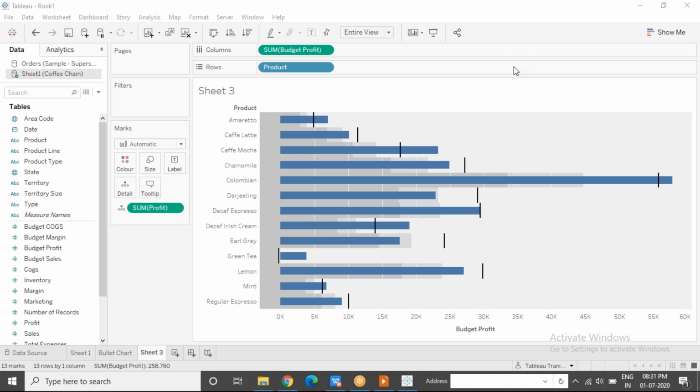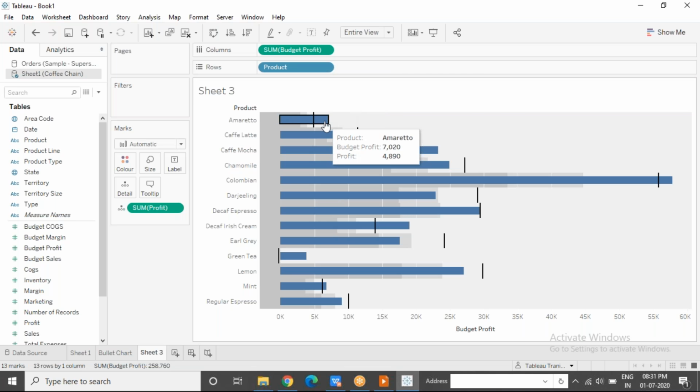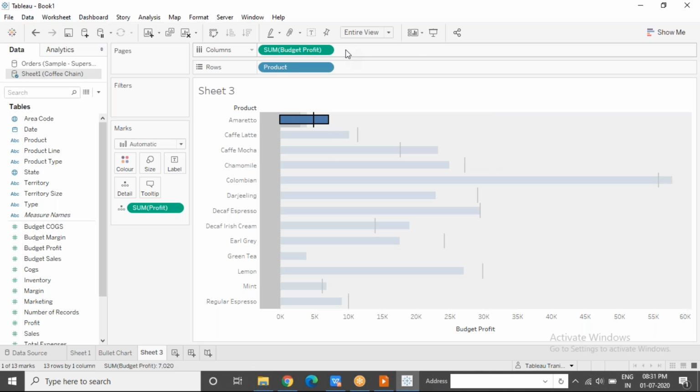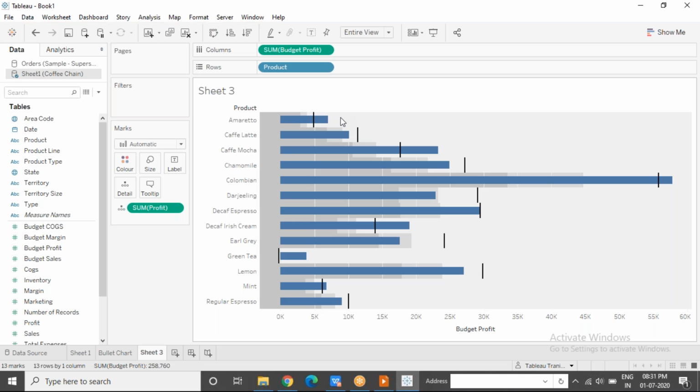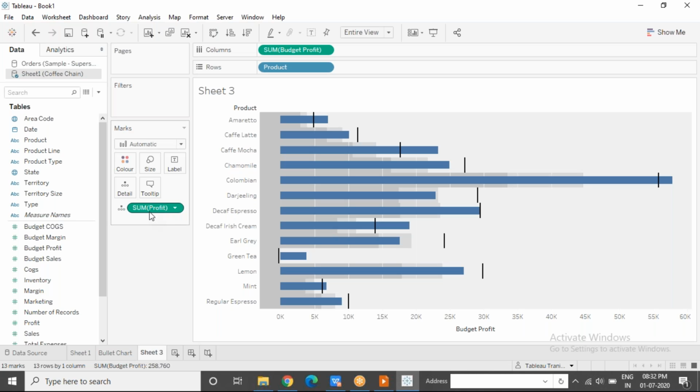Correct, correct. Look at the reference line. What is the blue colored bar and what is the black colored reference line representing? So the blue colored bar would represent what is on your columns shelf. What is on your columns shelf? Budget profit, that is coming as the blue colored bar, and the black colored reference line is actually the profit information, which is on the detail shelf. Getting it?